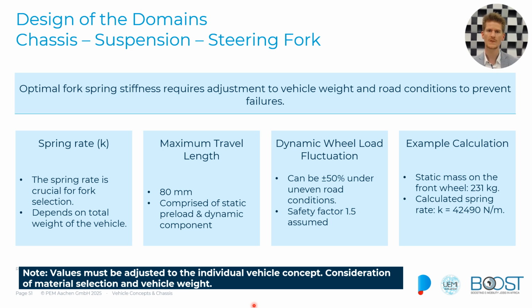And if we calculate that, we will have the mass of the front wheel times the gravitational force times the safety factor, divided by the travel that we want to have, and we would end up at this point with roughly 42,490 Newton per meter. But again, attention, a value is specified above for this very example, and you need to adapt it to your individual design and to the individual use cases you're dealing with.